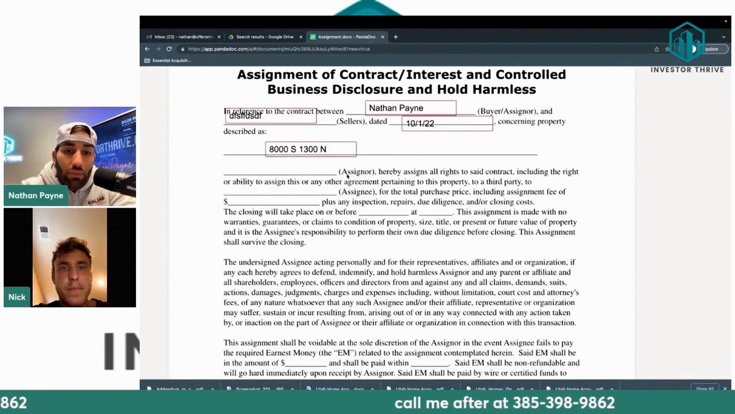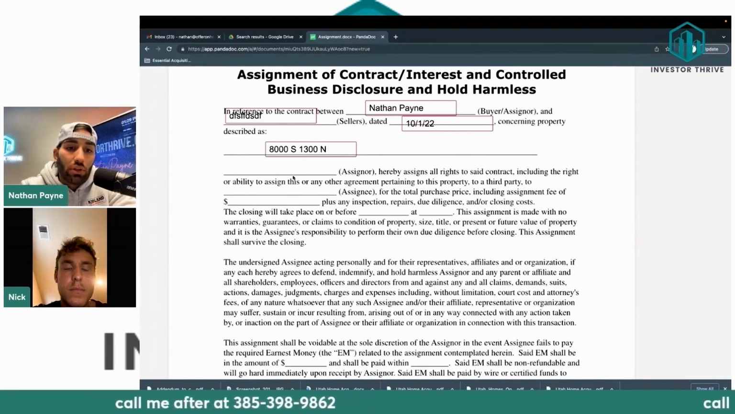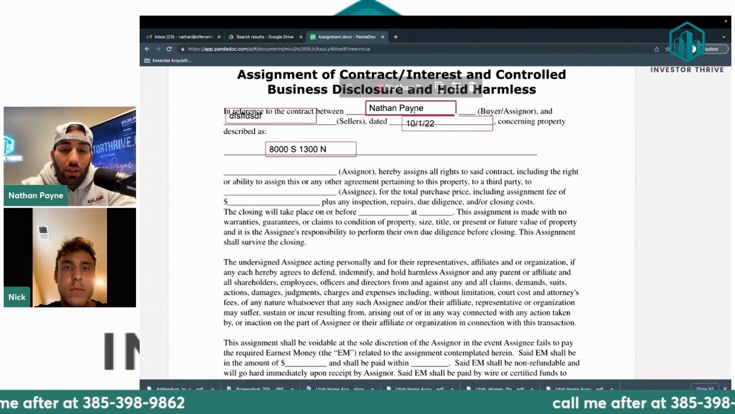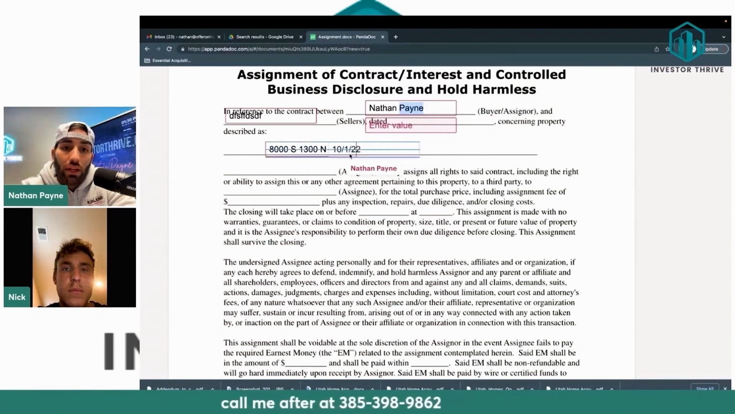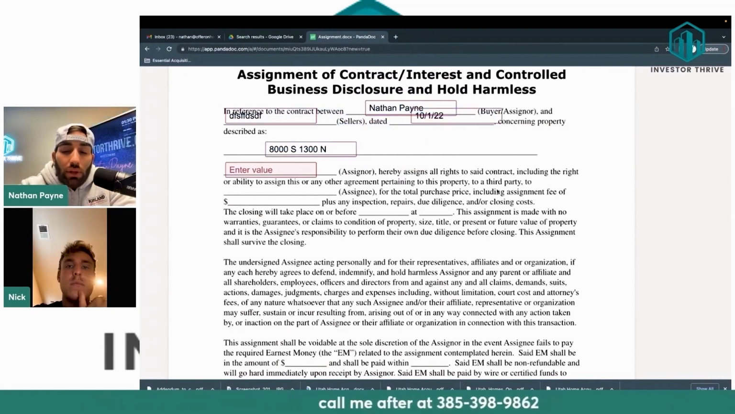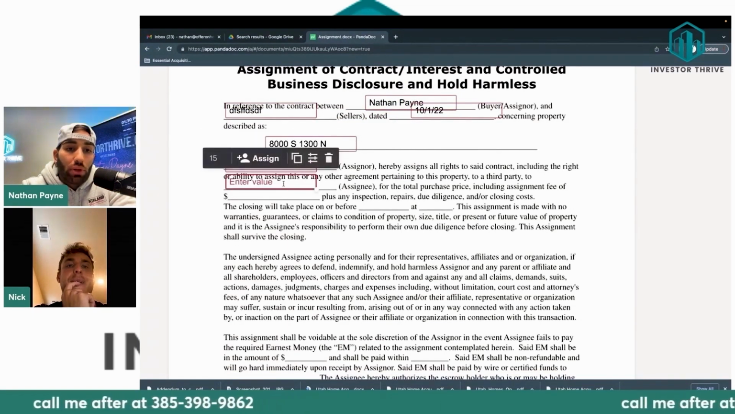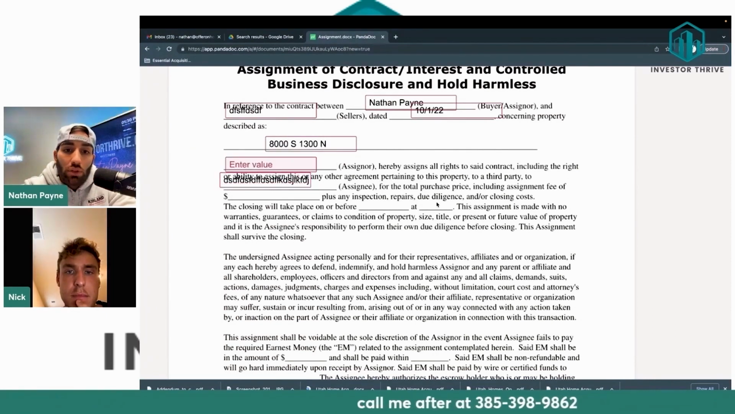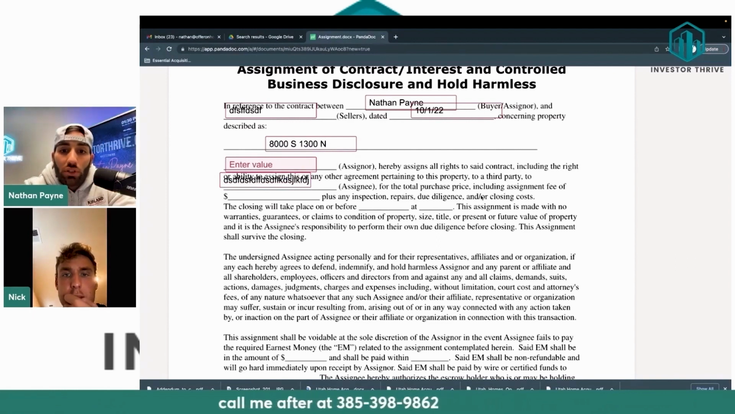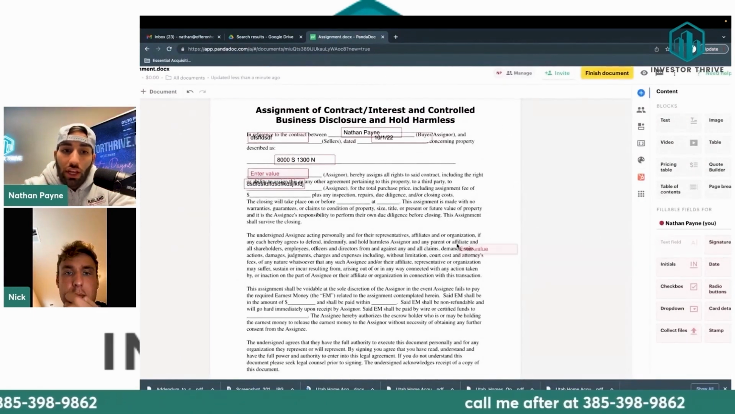Blank assigner, I am the assigner, hereby assigns all rights to this contract, including the right to assign this, blah, blah, blah. Anyway, it's just saying, hey, I'm giving this person the right. I am assigning my right to someone else to buy this property. Pertaining by the third party, the assignee, is the next person that I'd put in. Well, actually, it's the person that's up here. This is the assigner, assignee, who we're assigning it to, for the total purchase price, including assignment fee of, and then you want to put what you're assigning it to them for.